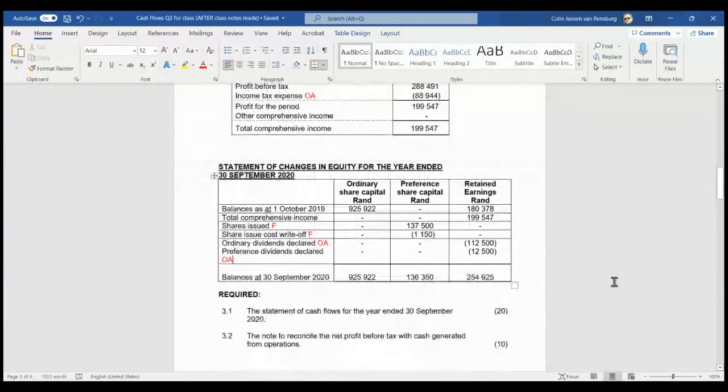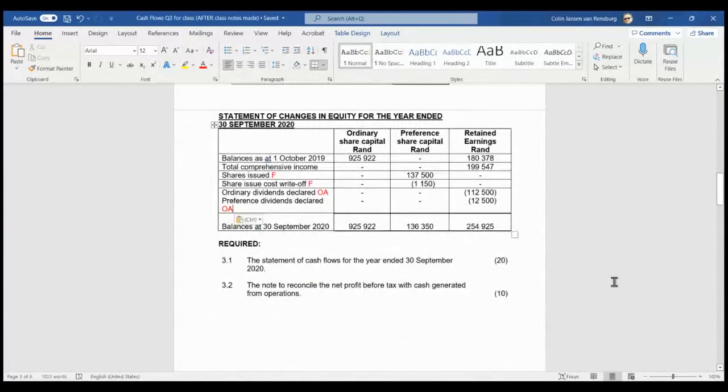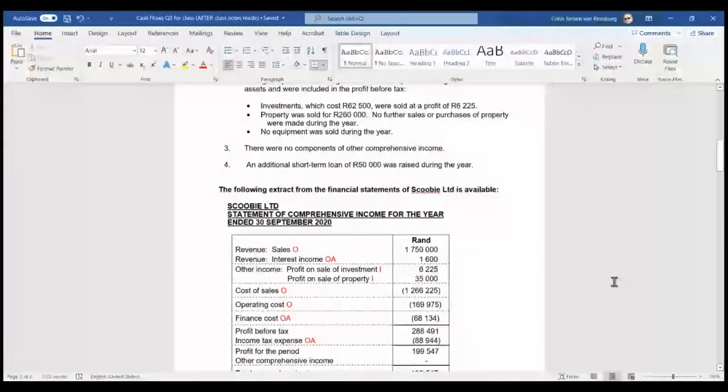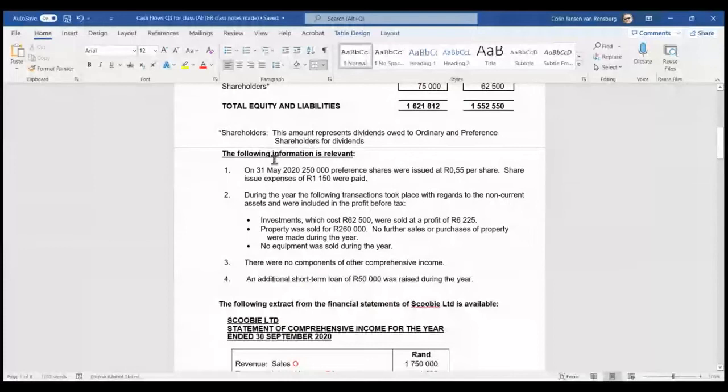Now, when you have a full set of financial statements, you would have various notes, so you would go through the notes. In this question, we do not have the notes to the financial statements, but we do have some additional information here. So let us now go and analyze our additional information.